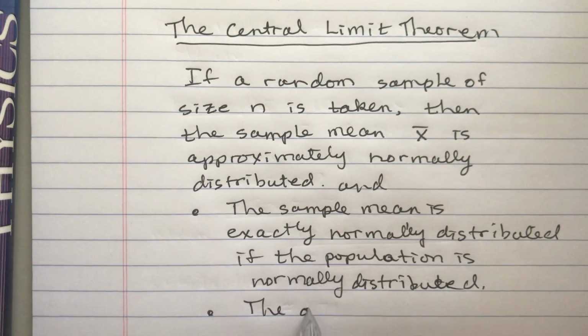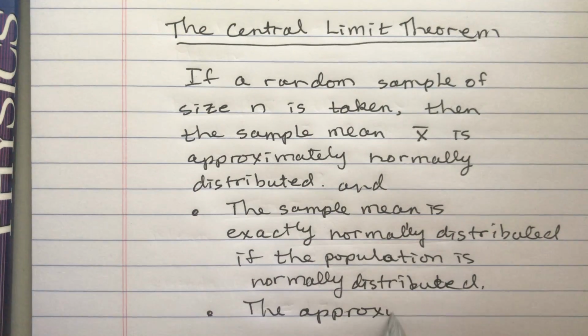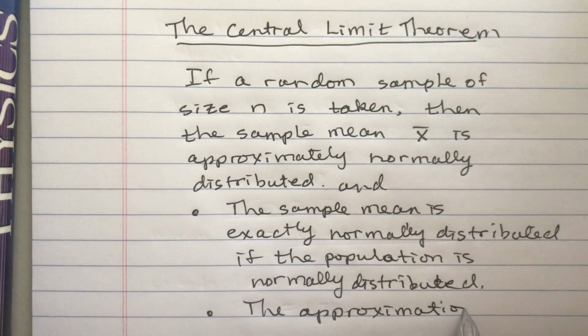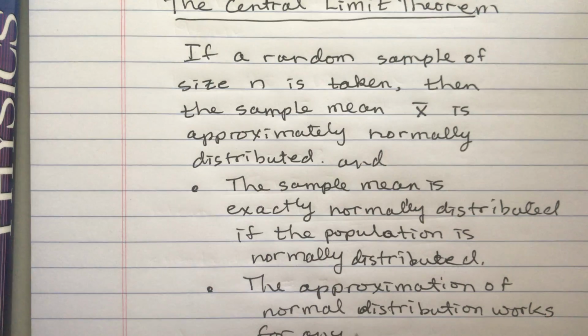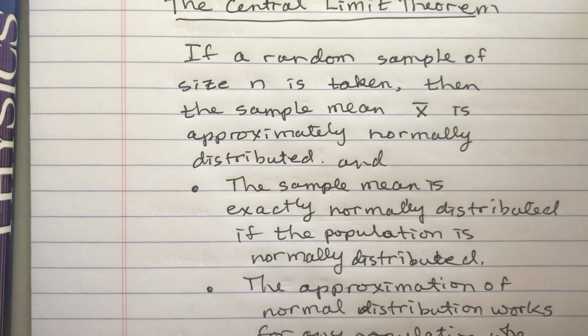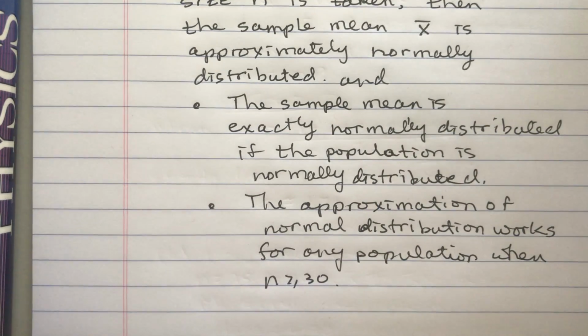The approximation of normal distribution works for any population when n is greater or equal to 30. I don't know where they get those numbers. These are involved proofs, so we're not doing those proofs.